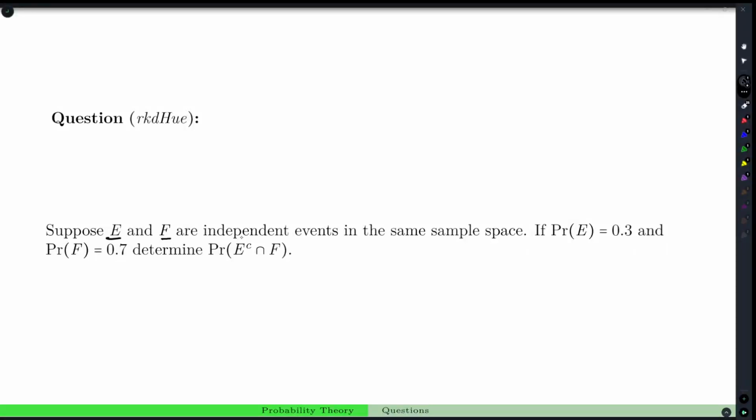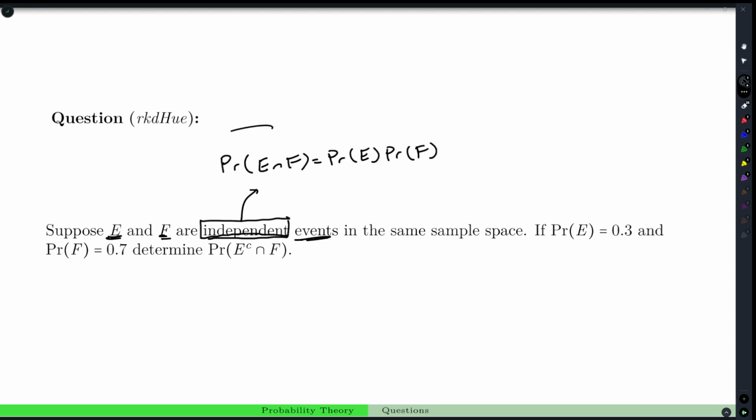Suppose E and F are independent events in the same sample space. As soon as we see independent, we should say, oh, that's associated to something special. One particular formula: the intersection, both E and F happening, can be calculated as a product, the probability of E times the probability of F. So as soon as we see independent events, you should immediately connect, okay, it's this specific formula.